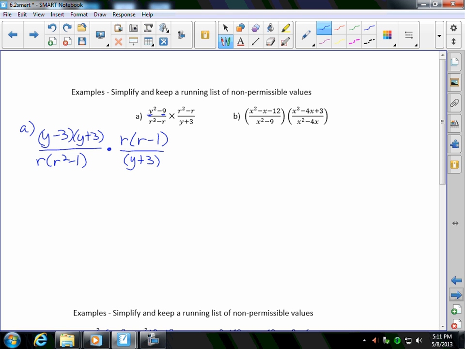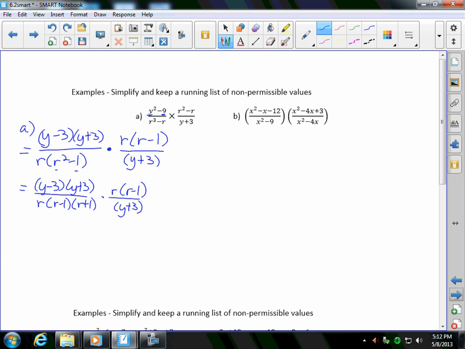Well, in this first denominator, I have another difference of squares. So that means I have y minus 3 times y plus 3 over r times r minus 1 times r plus 1 times r minus 1 over y plus 3.